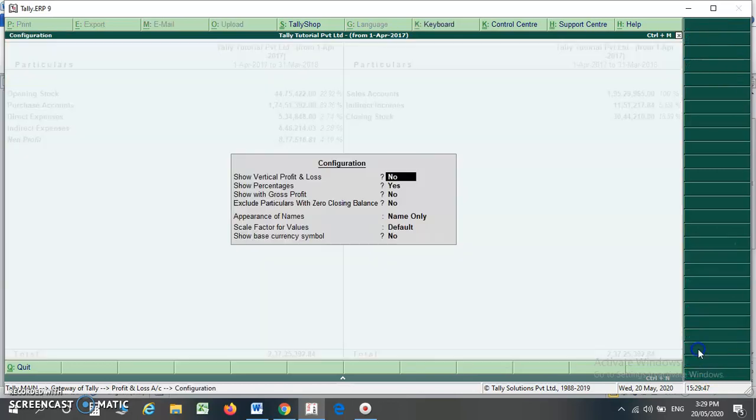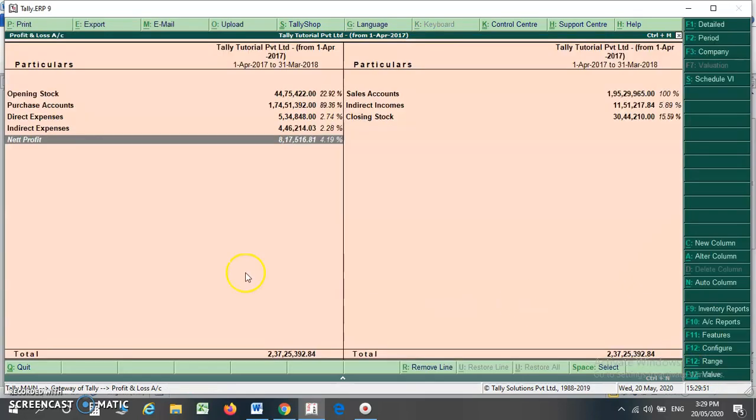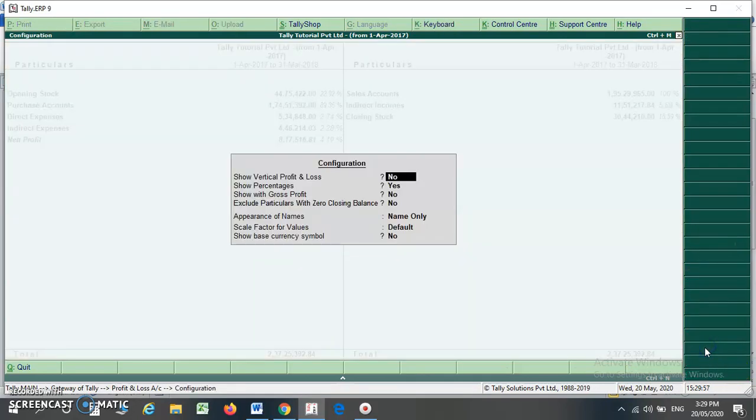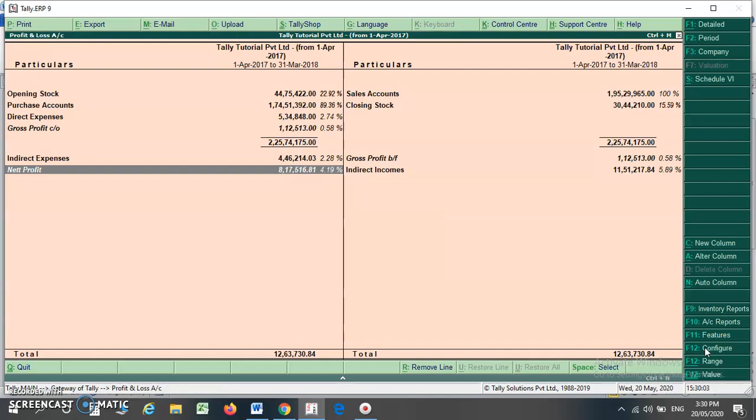Suppose you want the gross profit. Here you will see that no gross profit is appearing. Suppose you want gross profit, just go to F12, select yes here and press Ctrl plus A. Ctrl plus A is a shortcut to save anything in Tally. You will find that a gross profit figure will appear here and this is my gross profit amount.